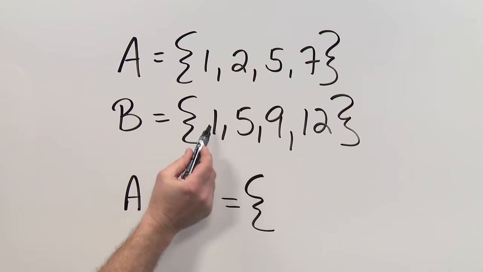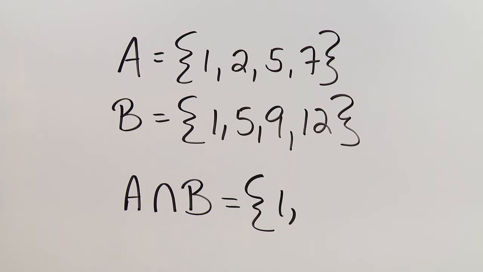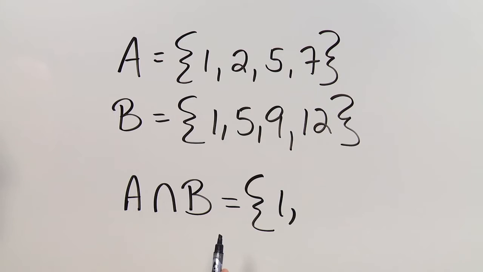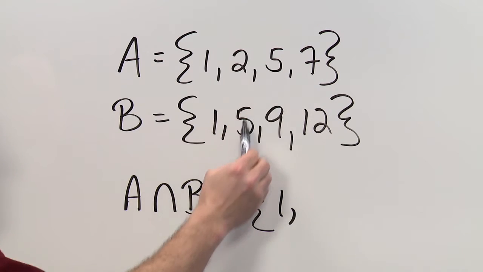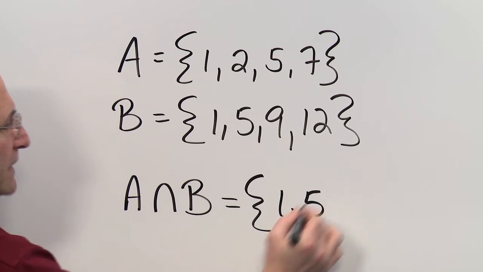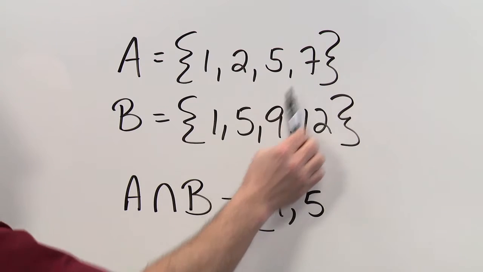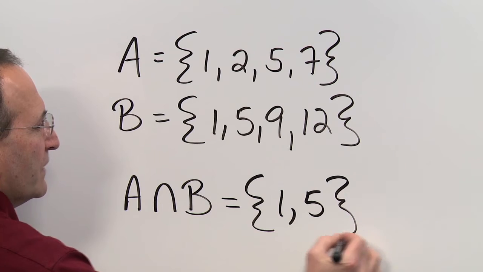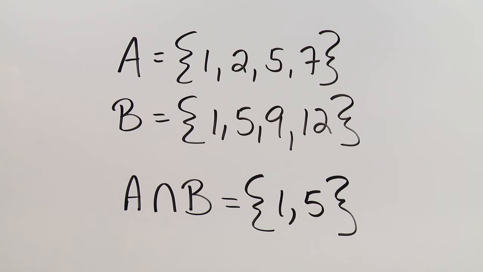So here's 1, here's 1. So 1 is in the intersection. 2 is not in B, so it's not part of the intersection. 5 is in B, so that's part of the intersection. 7 is not part of B. We now have found the intersection of A and B, which is the set of numbers 1, 5.